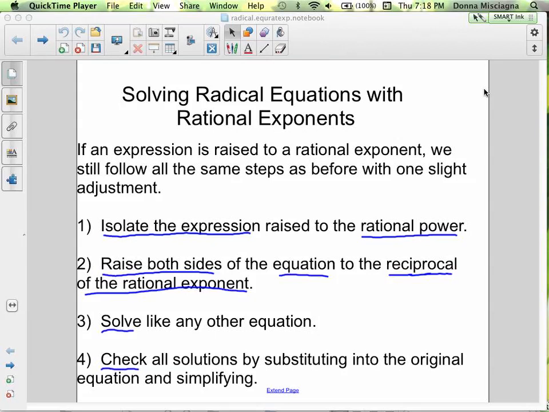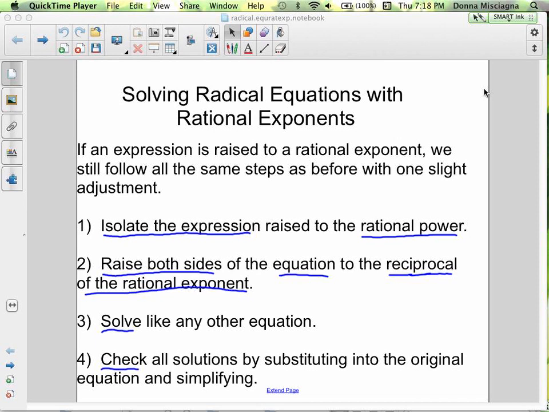Solving radical equations with rational exponents. If an expression is raised to a rational exponent, we still follow all the same steps as before, but with one slight adjustment. So now we're going to be using what we learned in the very first podcast in this unit, which was nth roots.